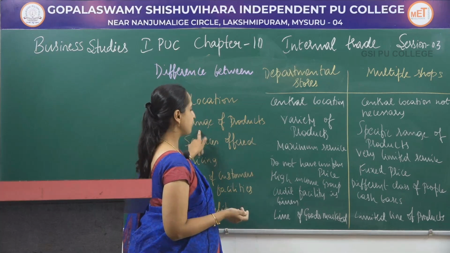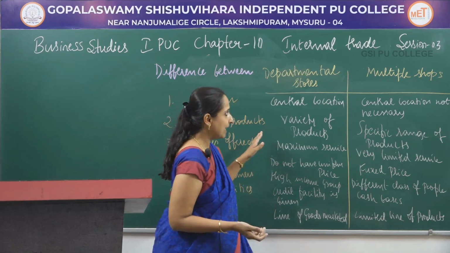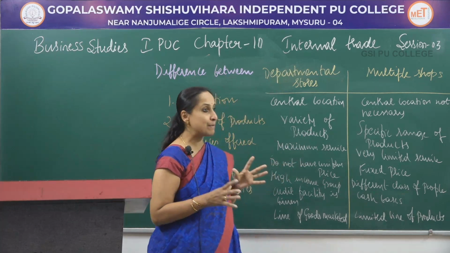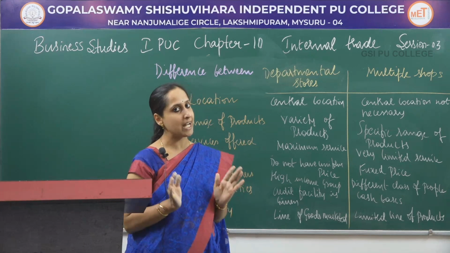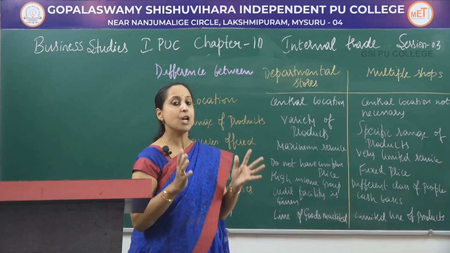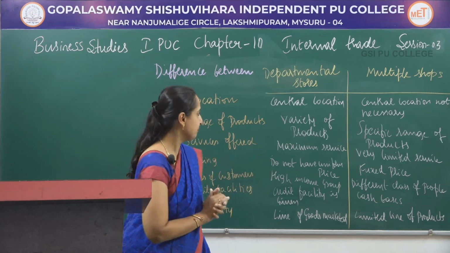Next is range of products. In departmental stores you can find all varieties of products, but in a multiple shop you can find only a specific range of products. Only the products they deal in are available in the shop. For example, in a Bata showroom you only get shoes, and after shoes, only things related to footwear.